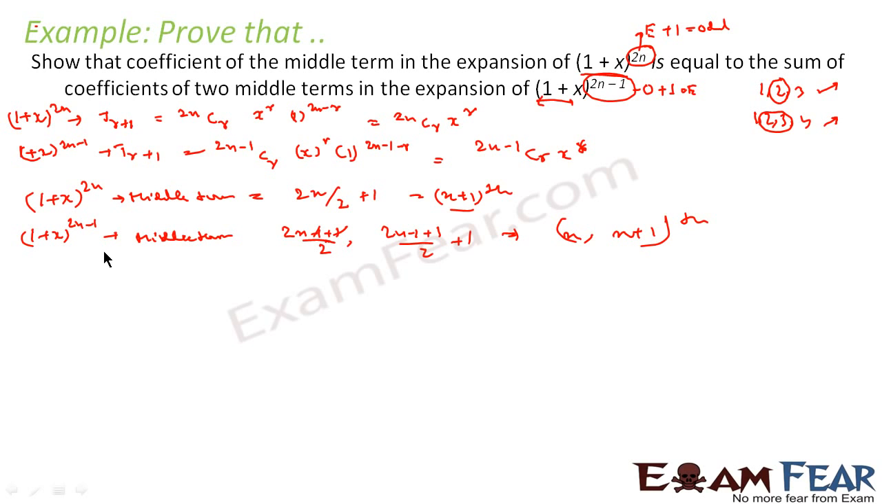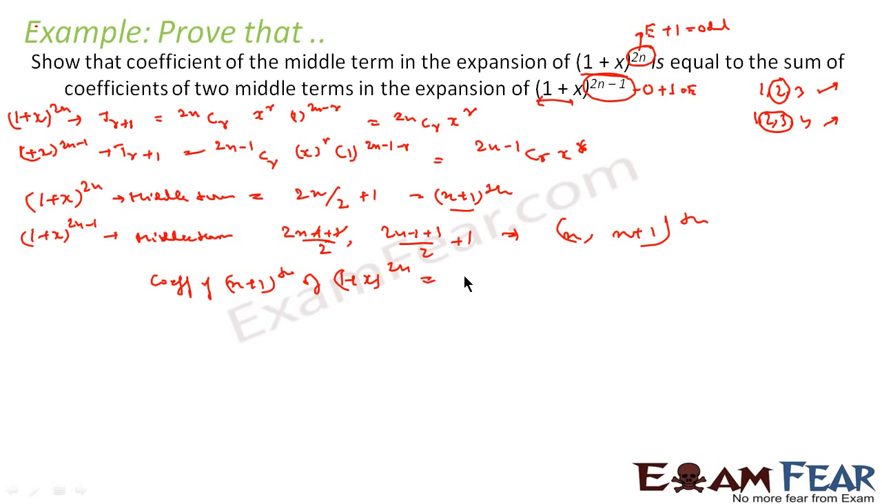Now we are told that we have to prove that the coefficient of the middle term of this expansion is equal to the sum of the coefficients of these, that is the coefficient of the n plus 1th term of (1 plus x) to the power 2n.